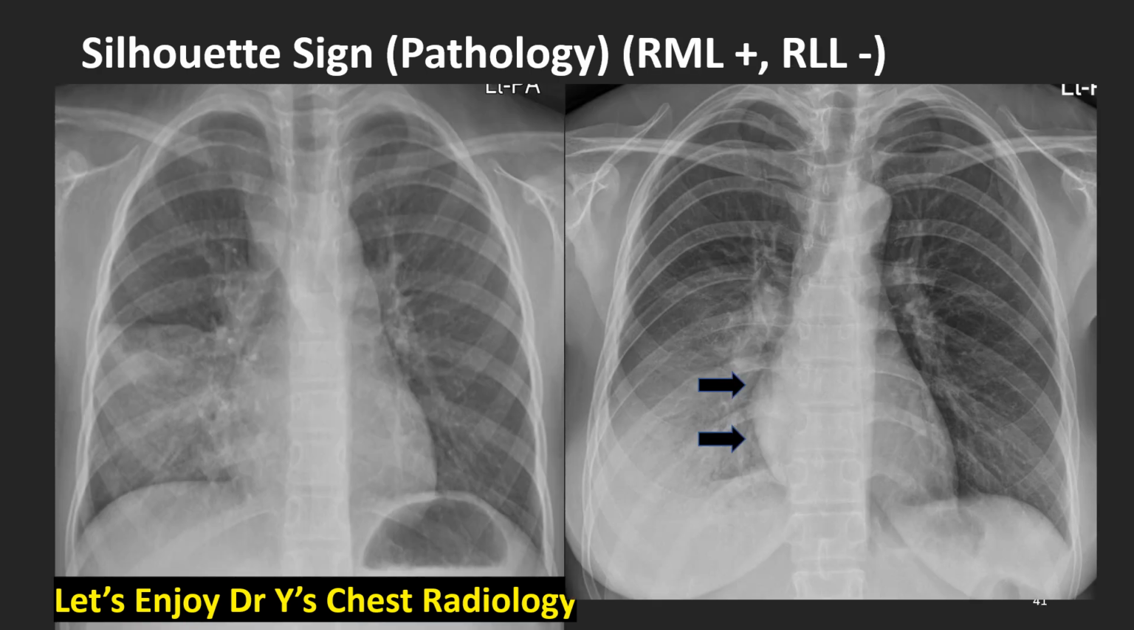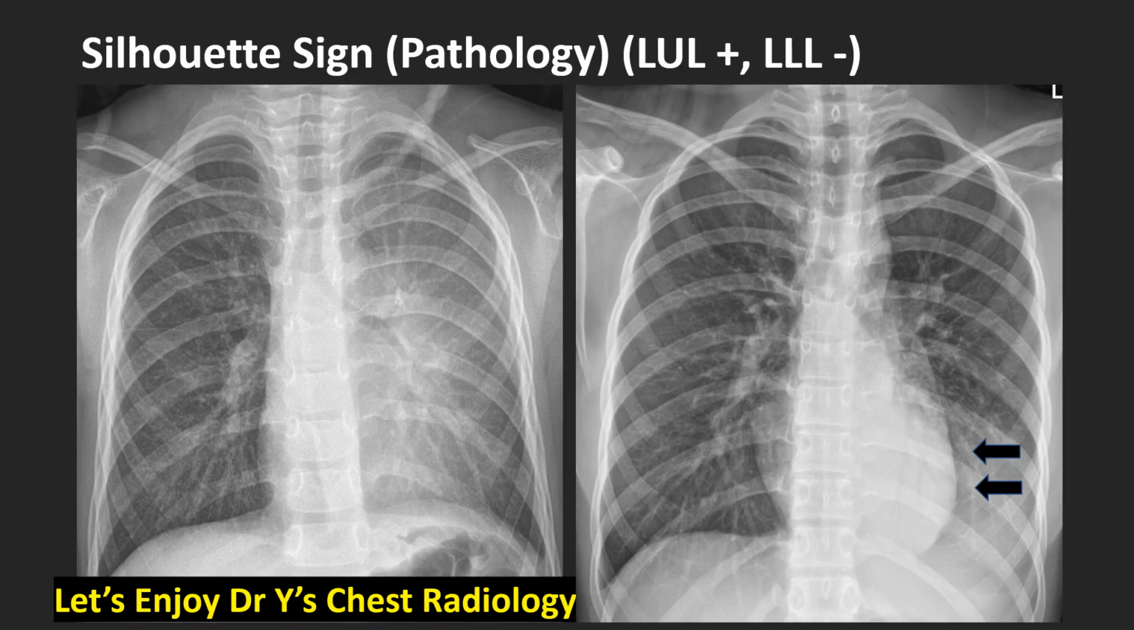Silhouette sign, pathology. Arrows indicate right heart border, preserved right heart border. Left chest radiograph shows silhouette sign positive of right middle lobe pneumonia. Radiograph on right side shows silhouette sign negative of right lower lobe pneumonia.